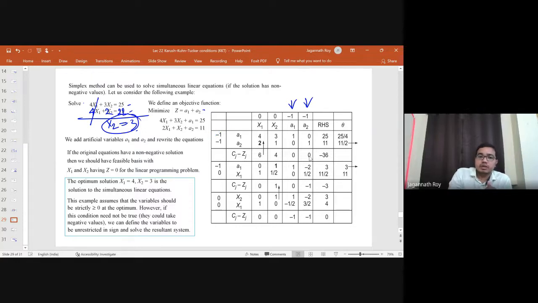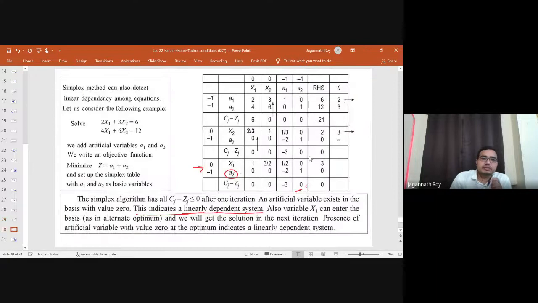If we have four variables, then it is not easy to find. For that, we are doing the Gauss-Jordan. In fact, we have seen that this simplex method is nothing but the Gauss-Jordan elimination process.